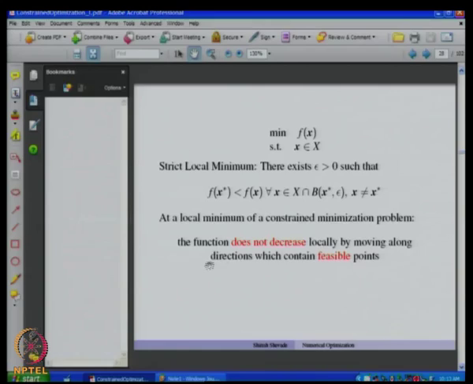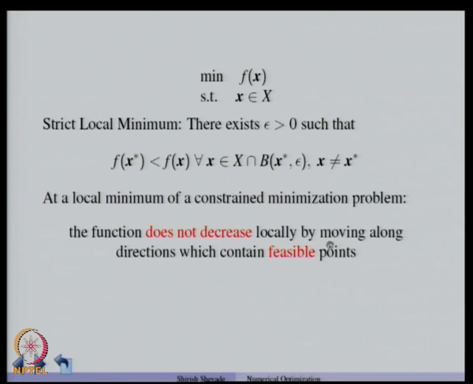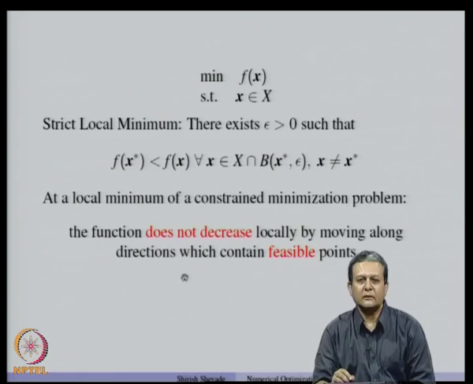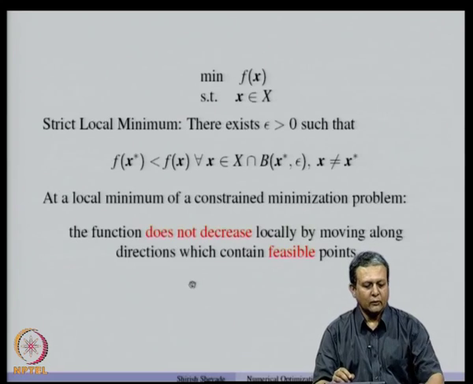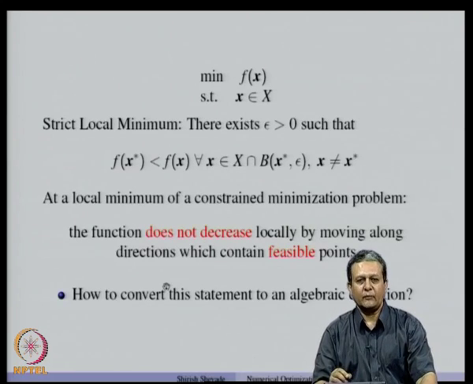So, in other words, we are at a local minimum of a constraint minimization problem, the function does not decrease locally by moving along directions which contain feasible points. Now, this is a statement which describes a local minimum. Now, how do we convert this statement into an algebraic condition? Okay, so that is what we want to see.